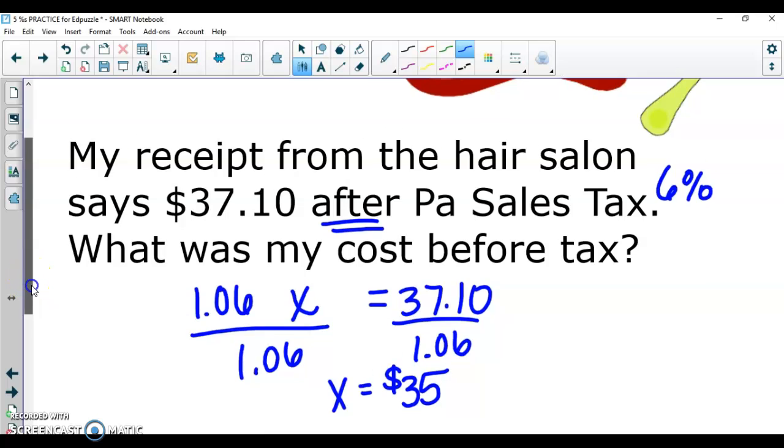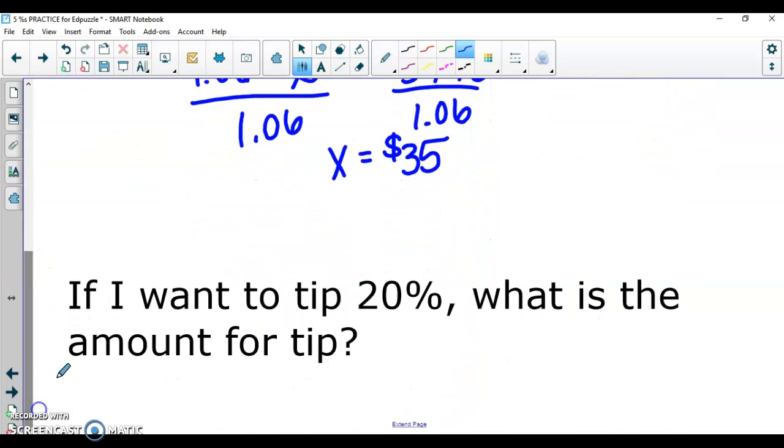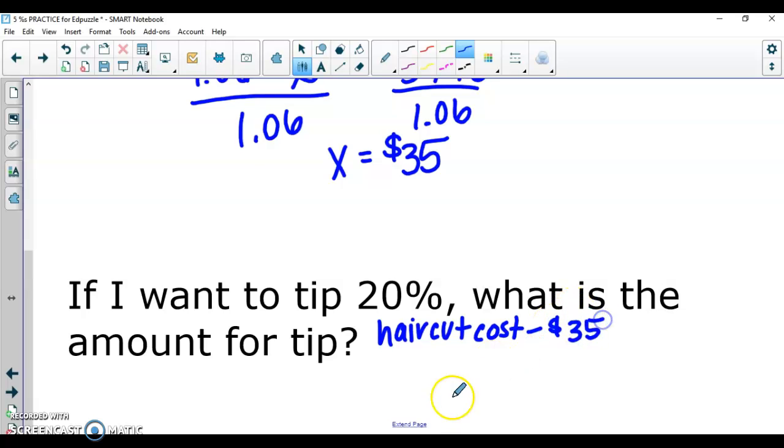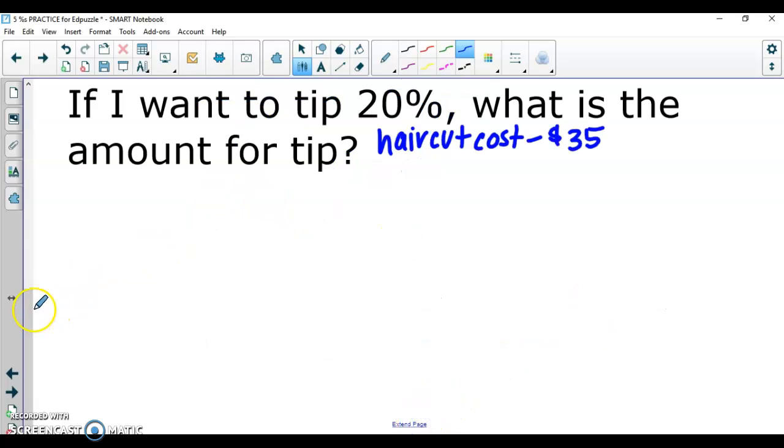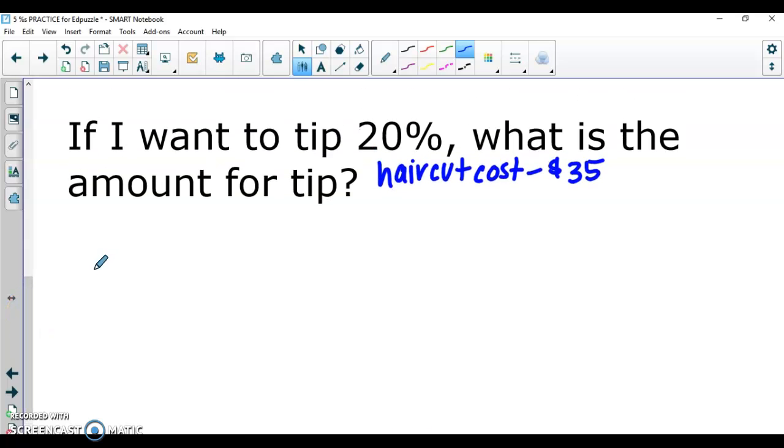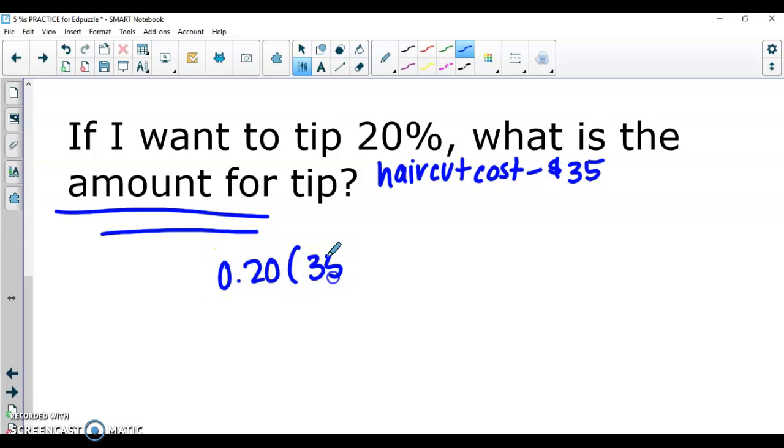You have one more follow-up question here. If I want to tip 20%, what is the amount for tip? And remember, you tip on the haircut cost, which was $35. So you're trying to leave a 20% tip on $35. We're looking for the amount for the tip. So we're just going to do 0.20 times $35, and we end up with $7 is the amount for our tip here.